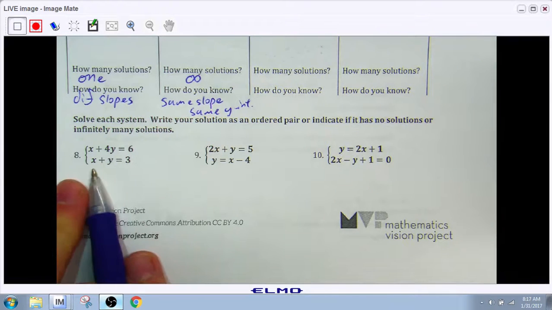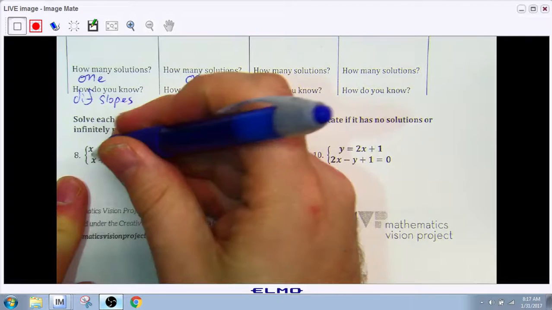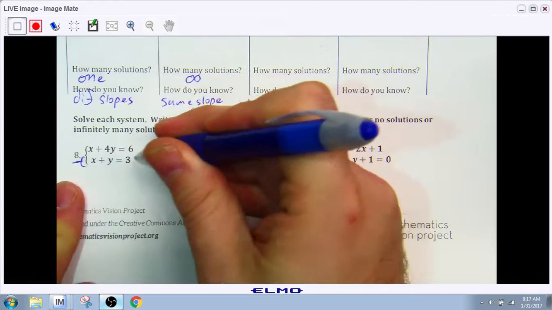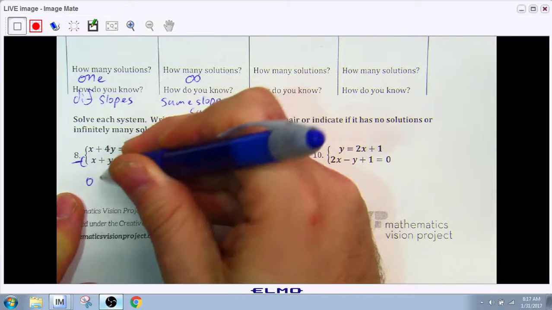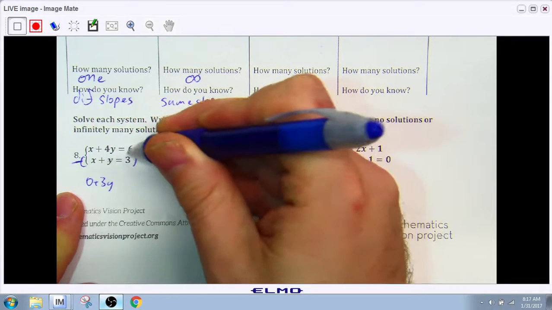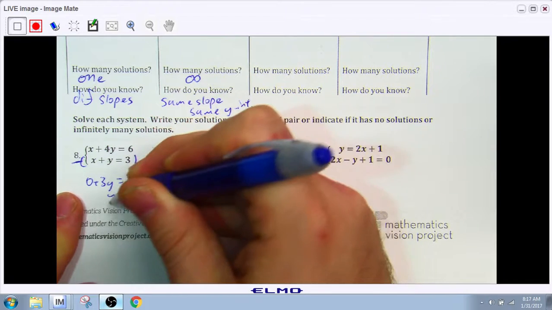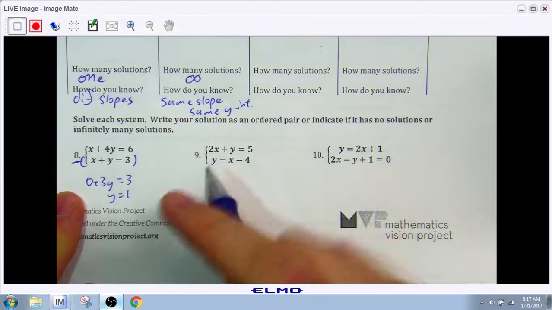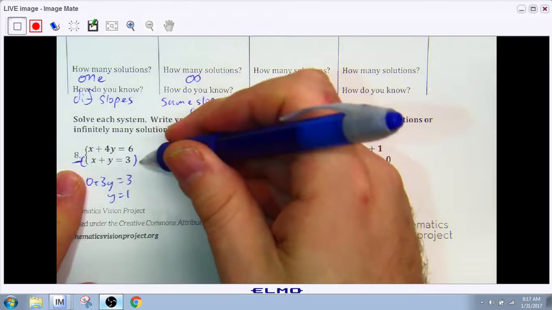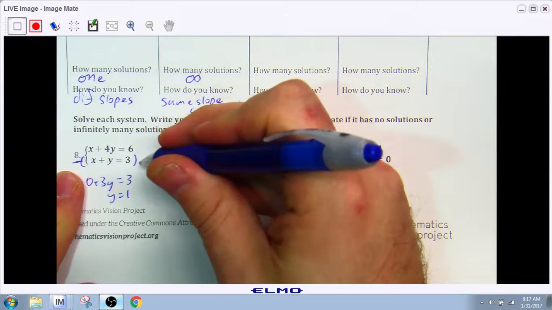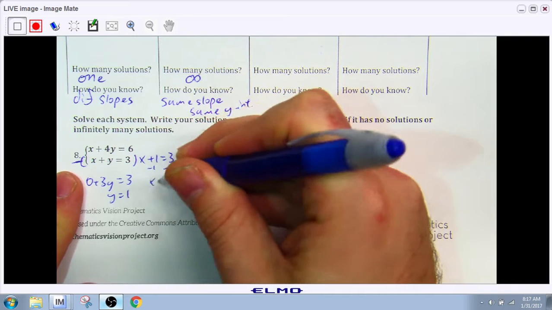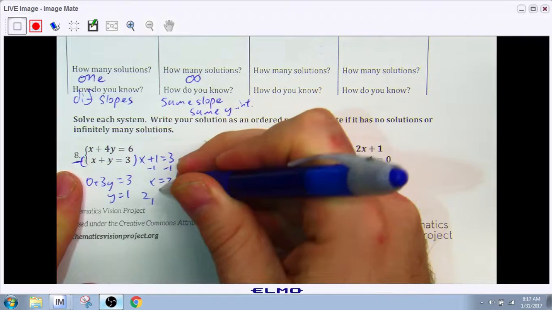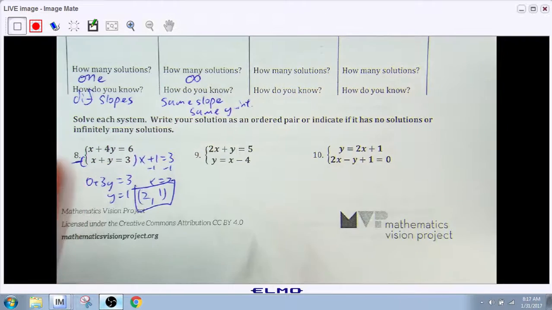So I look at number 8 here and I wonder, can I eliminate? Yes, my x's are lined up to eliminate, so I'll just subtract this second equation from the first. x minus x is 0, 4 minus 1 is 3, and then 6 minus 3 is 3, so y equals 1. I can then plug y back into any equation. I'm going to choose the second one because it looks simpler, because it's just x plus 1 equals 3. So if I subtract 1, x equals 2. So the point (2, 1) is my answer.